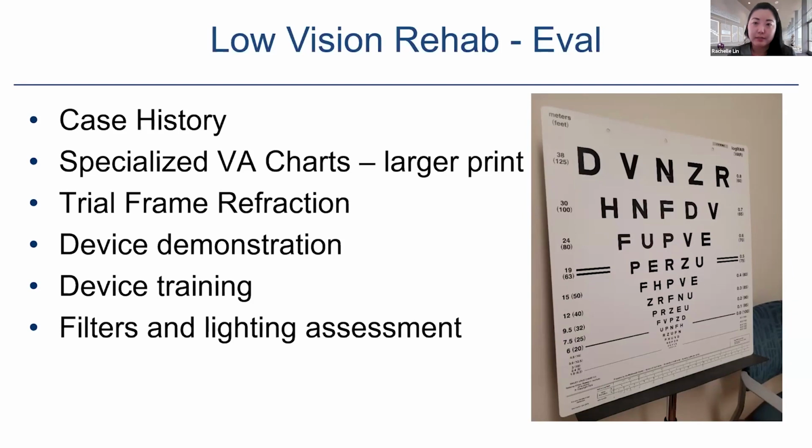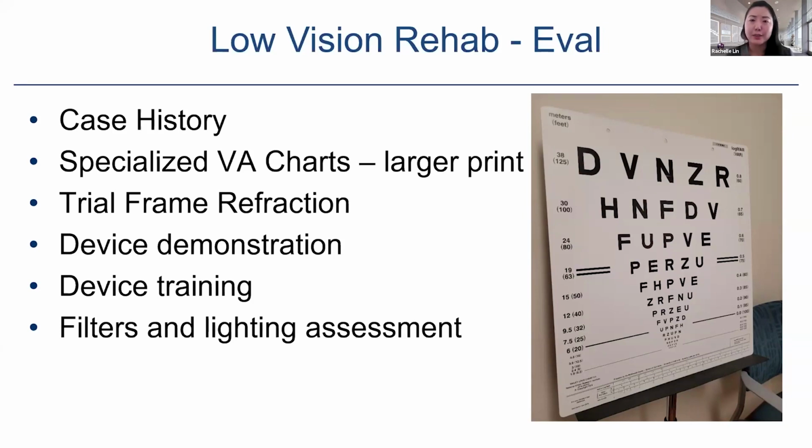Well, number one, we're going to get a very thorough case history. This can include the family pedigree, but it also includes things such as the patient's goals. Where are they going to school? What are they studying? What types of things do they want to accomplish within their work environment, for example? So we really get the opportunity to get to know the patient.